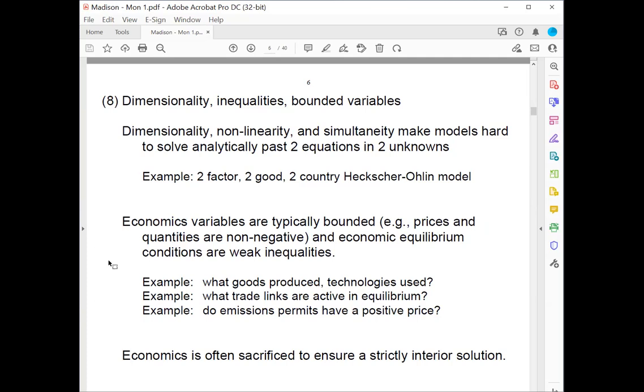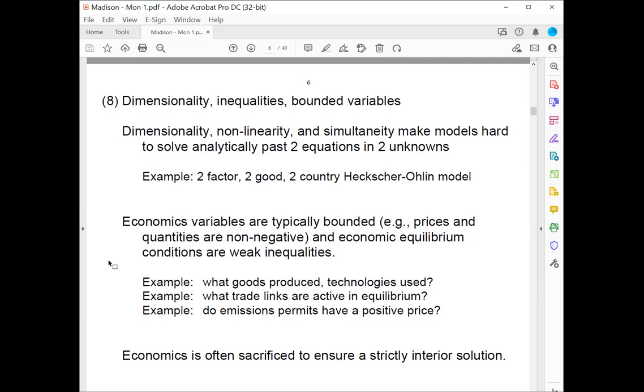But even some of the very simple models in international trade, such as the Heckscher-Ohlin model, which has 2 goods, 2 factors, and 2 countries, really doesn't have an easy analytical solution. And people derive qualitative properties of the model, like the Stolper-Samuelson theorem and the Rybczynski theorem, but they're not actually general equilibrium results. They are partial equilibrium results.